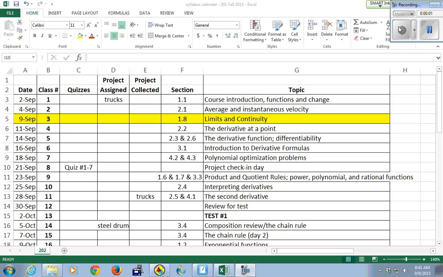So, I have the syllabus calendar pulled up here so that you can take a look at where we are. Today is September 9th. We're going to do class three today. Your first thing that's going to be assigned is trucks, but that's not due until the 28th. And then you're going to have a take-home quiz on the 21st. Okay, so those are your first assessments that are coming up.